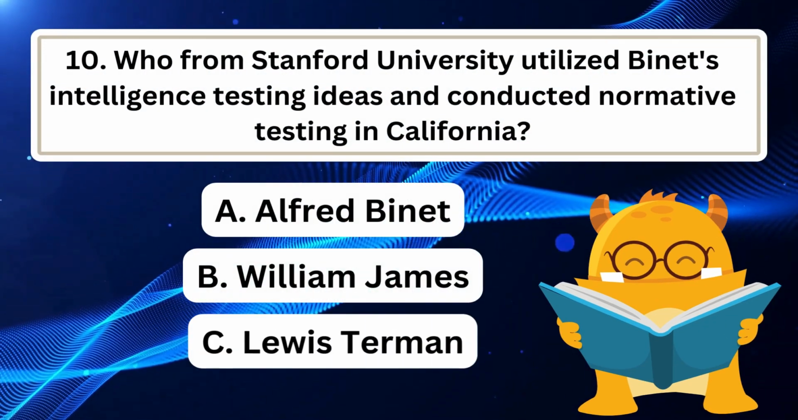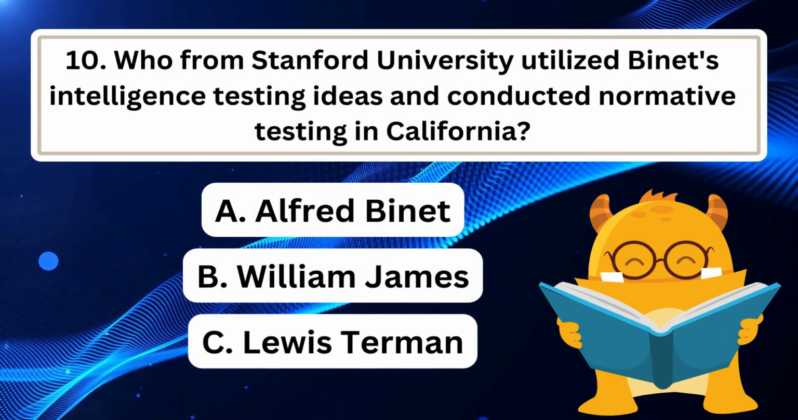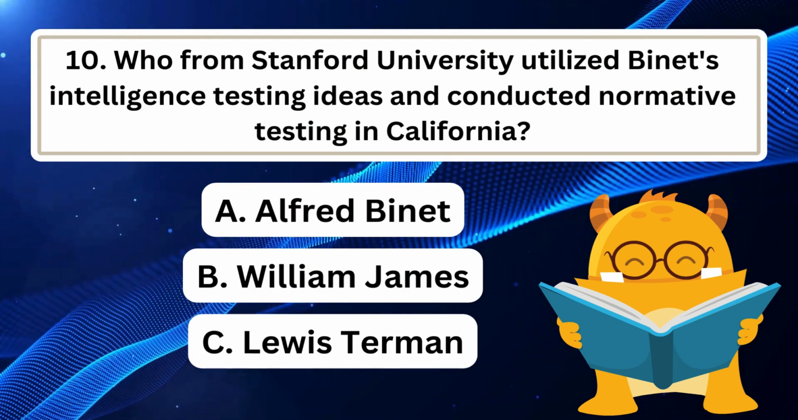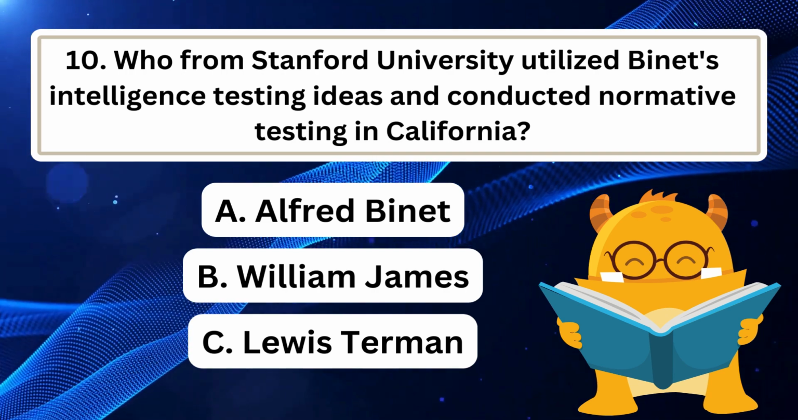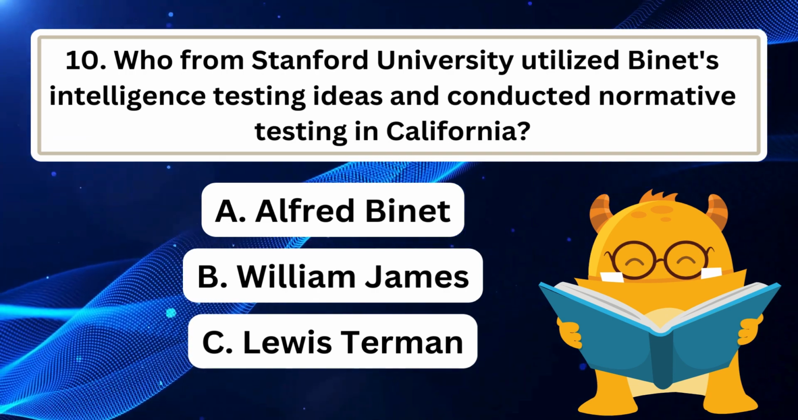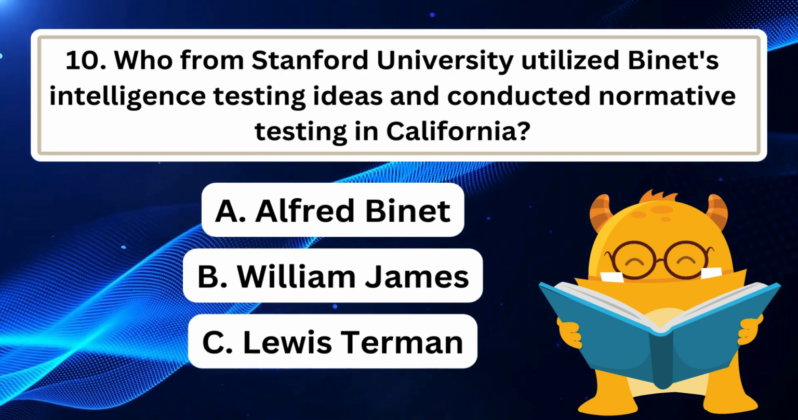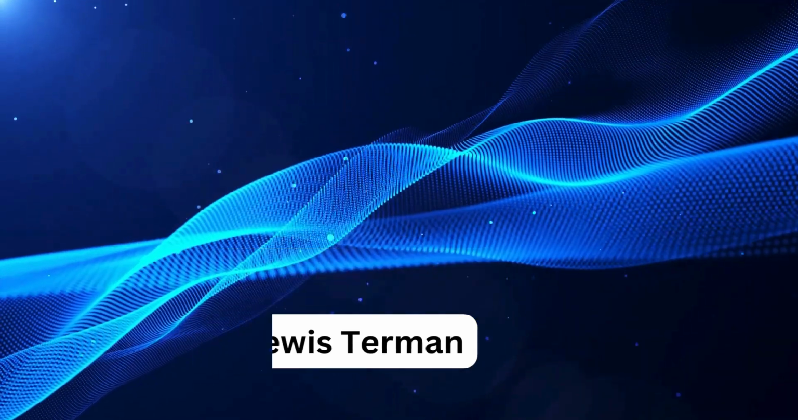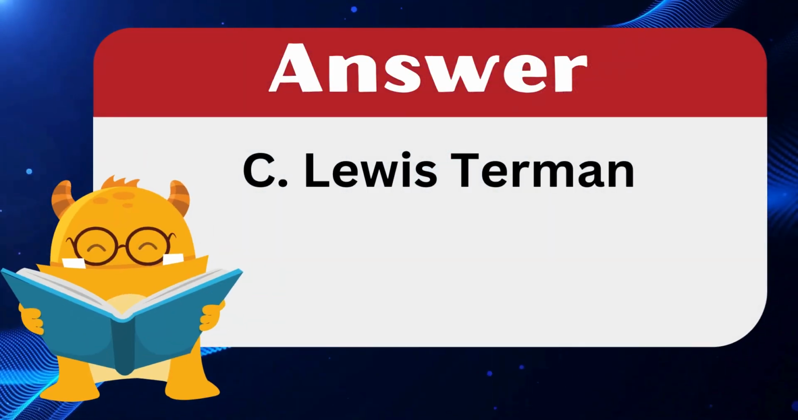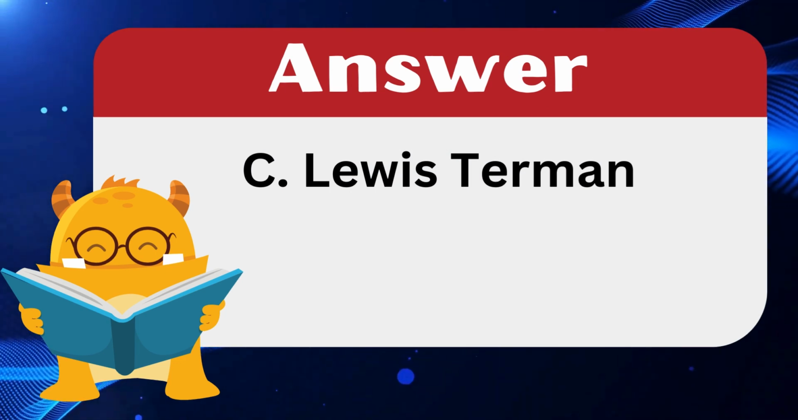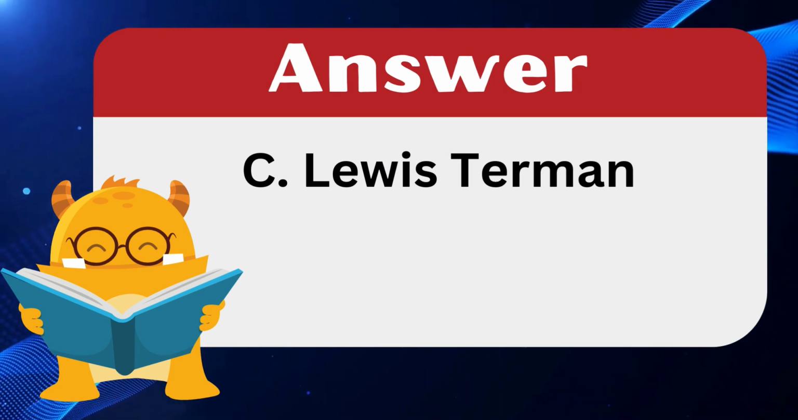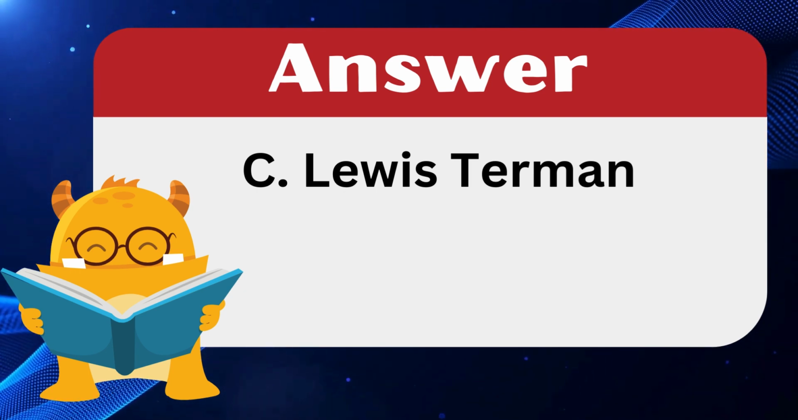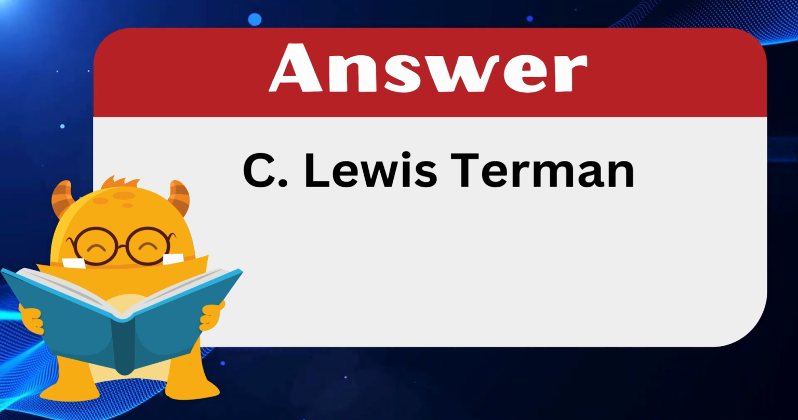10. Who from Stanford University utilized Binet's intelligence testing ideas and conducted normative testing in California? A. Alfred Binet. B. William James. C. Lewis Terman. C. Lewis Terman. Lewis Terman, a psychologist from Stanford University, used Binet's intelligence test ideas and conducted normative testing in California to develop an IQ test. He believed intelligence was unchanging.